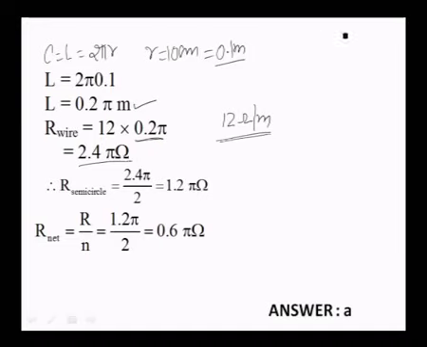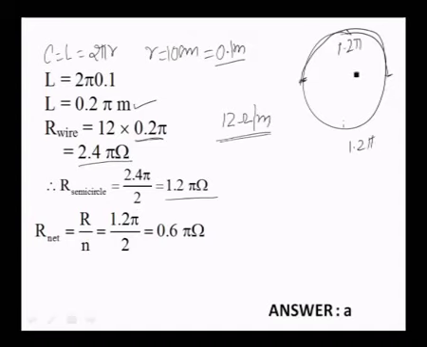That is for the entire circle, but we want the resistance of the half, that is the semicircle. Resistance of the semicircle is equal to the total resistance divided by 2, because these are identical semicircles, that is 2.4 pi divided by 2, which is equal to 1.2 pi ohm. Okay, we are getting this is equal to 1.2 pi and this is also equal to 1.2 pi. These two are identical.